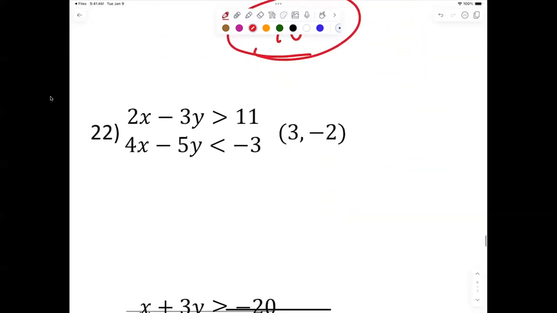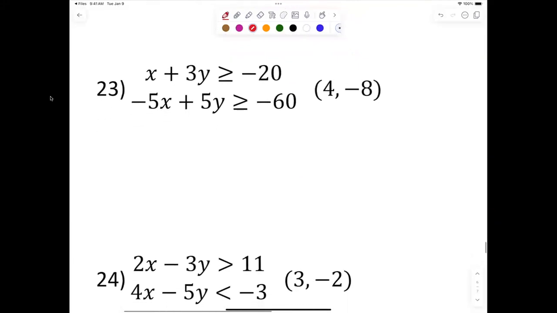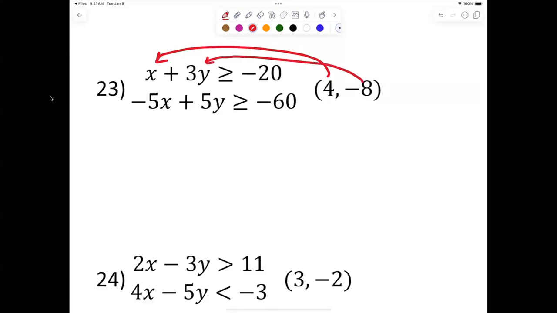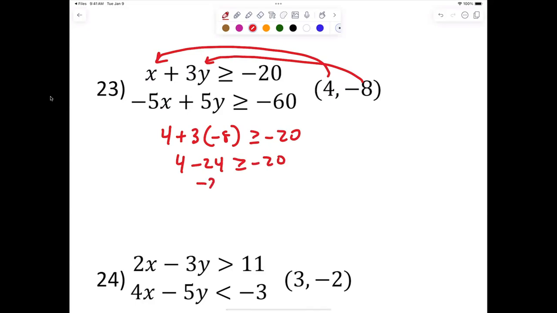All right. Let's check out 23 now. Is 4, -8 a solution? So what do I plug in for x? And what do I plug in for y? -8. So here we go. 4 plus 3 times -8. Is that greater than or equal to -20? What is 4 minus 24? Is -20 greater than or equal to -20? Yes, so it's a solution to the first one.